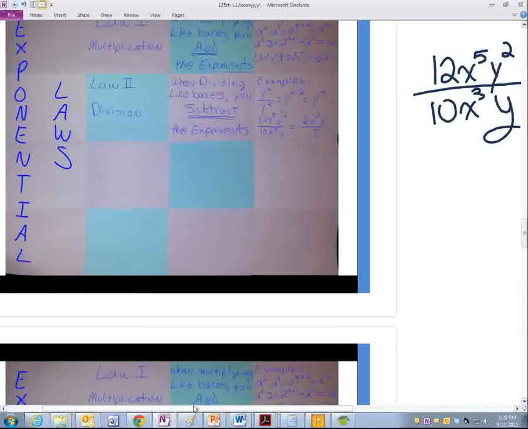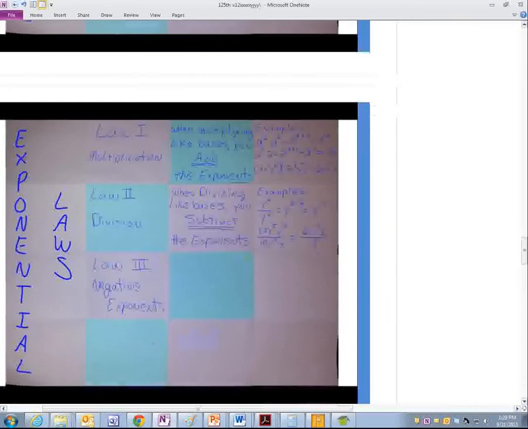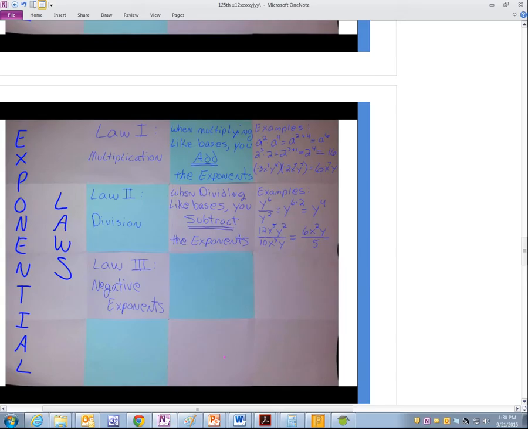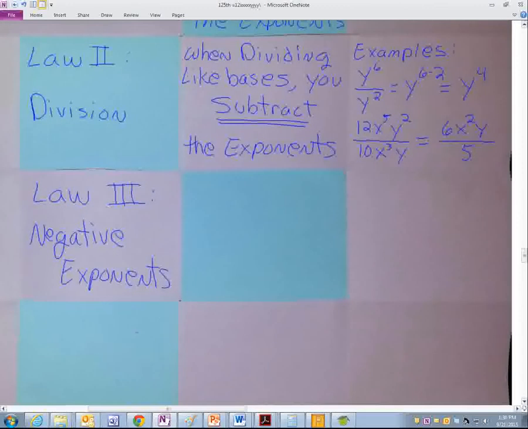So that was law 2. There are laws, so if we don't do it, we'll get arrested. No, we already went over that. Oh, right, because they're different laws. These are not judicial laws. This one is law 3 with negative exponents.